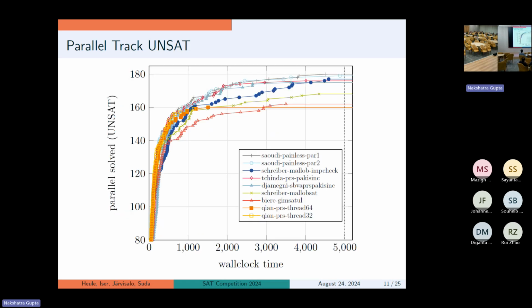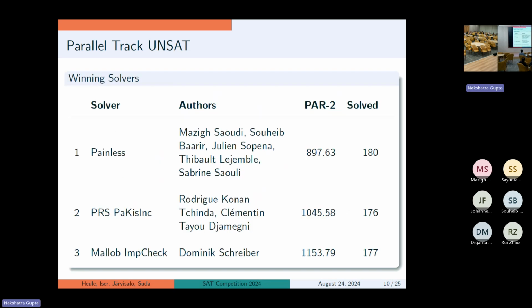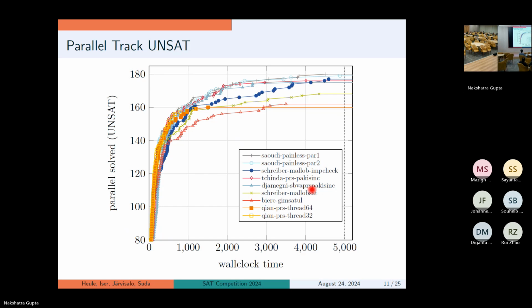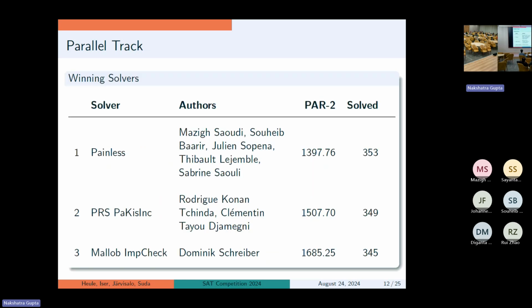Okay, and you can see in the plot that I've seen it before. But let's go back again. It was PRS and Malloc Imcheck. Okay, let's see. Malloc Imcheck solves more instances, but PRS, the red line, is just much faster from the beginning, and then right before the end, it gets surpassed by the other solver. So this justifies a bit the par2 score. You have a much better performance, and only then in the end a flip because of one instance more. Okay, so let's continue with the overall parallel track.